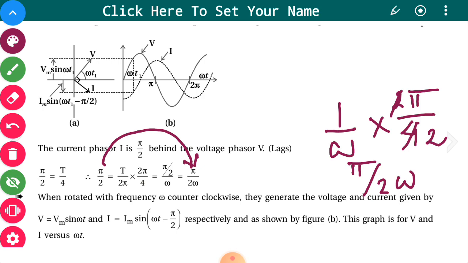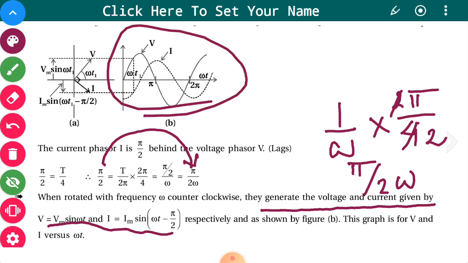When rotated with angular frequency omega counterclockwise, that is anti-clockwise, they generate the voltage and current given by these equations. My equation of voltage and current is V is equal to Vm sin omega t, and for current, I is equal to Im sin (omega t minus pi by 2), as shown in this figure.